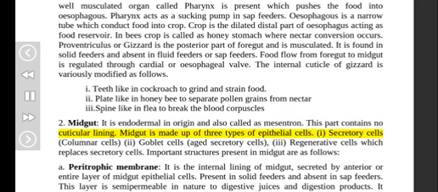Midgut is made up of 3 types of epithelial cells. 1. Secretory cells, columnar cells. 2. Goblet cells, aged secretory cells. 3. Regenerative cells, which replace secretory cells. Important structures present in the midgut are as follows.